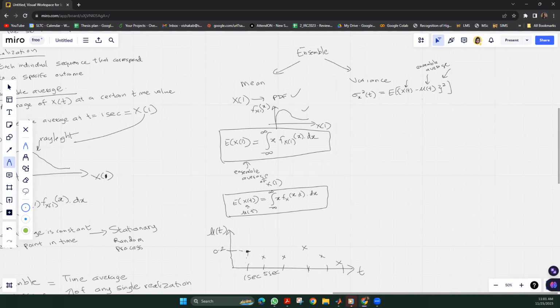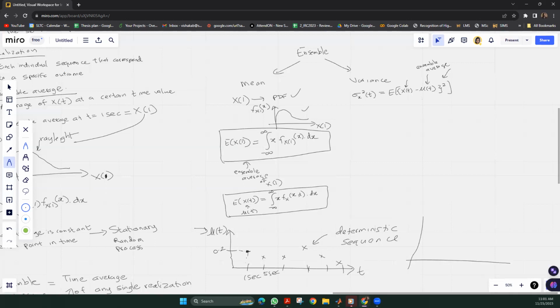Because of that, once we are moving across the realizations, the mean values of the ensembles that we get will form a sequence like this, and the sequence will be a deterministic sequence.